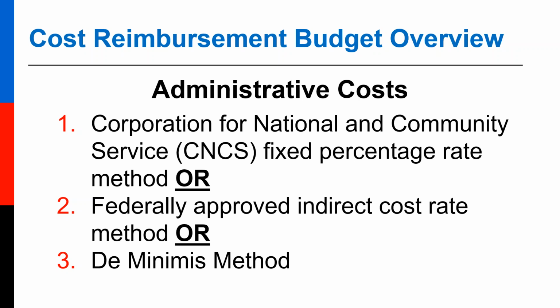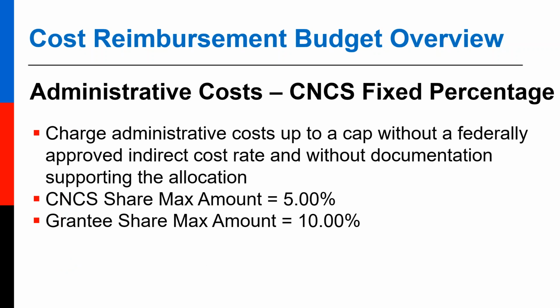And there are 3 different methods to calculate allowable administrative or indirect costs, for which your program will select one. The first one is the CNCS fixed percentage rate method, or the federally approved indirect cost rate method, or a de minimis method. So the first method and the most commonly utilized is the CNCS fixed percentage. This rate allows you to charge administrative costs up to a cap without a federally approved indirect cost rate and without documentation supporting the allocation. The CNCS share maximum amount is 5%, and the grantee share maximum amount is 10%.